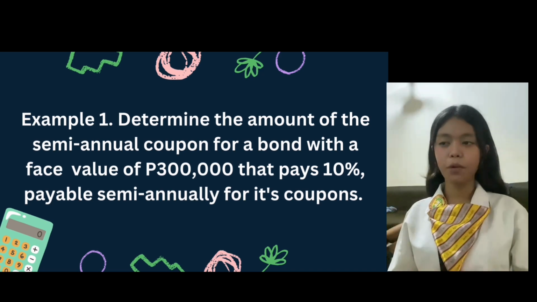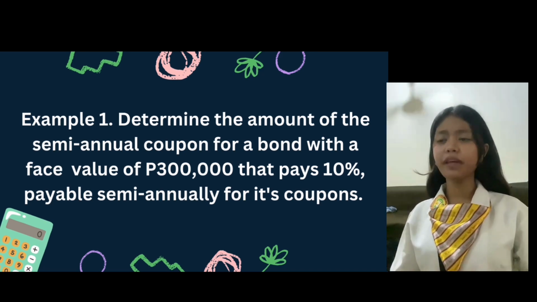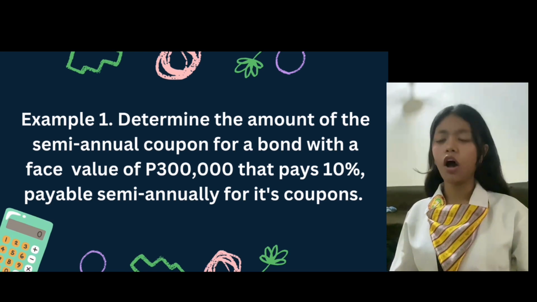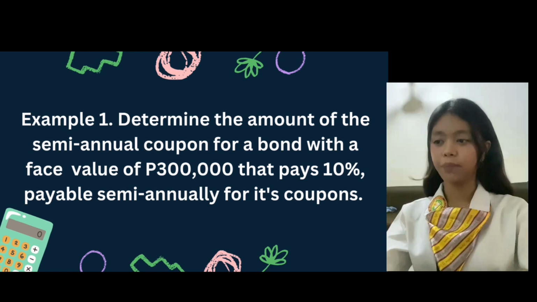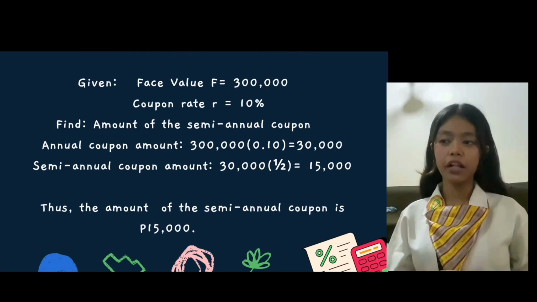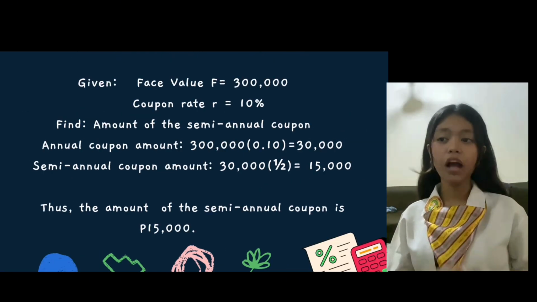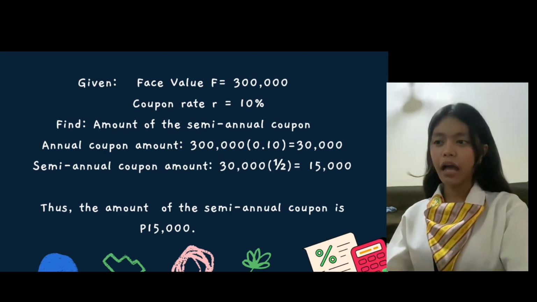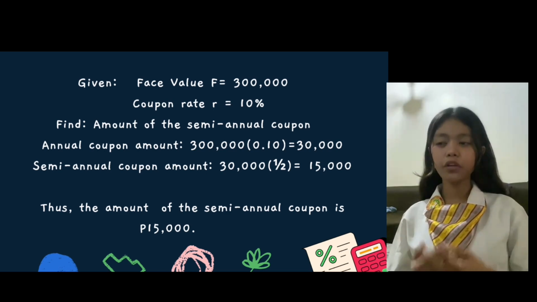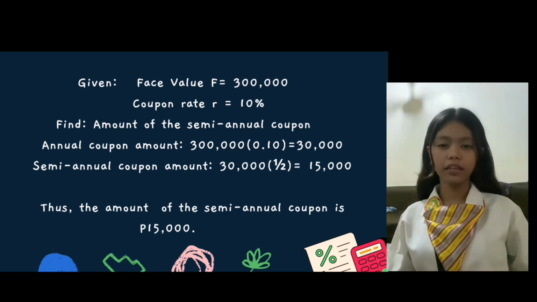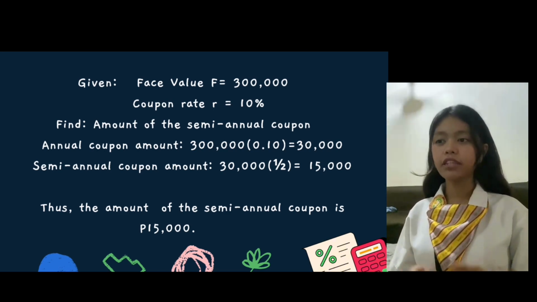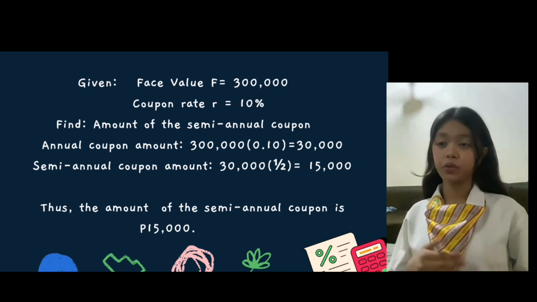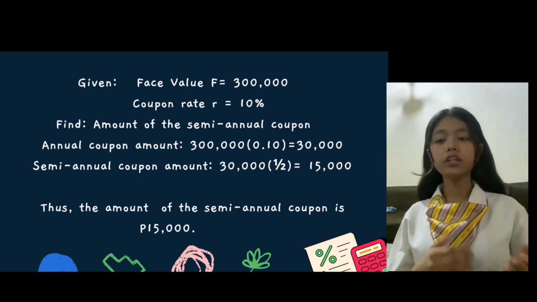Okay, let's proceed to example number 1. Determine the amount of the semi-annual coupon for a bond with a face value of 300,000 that pays 10% payable semi-annually for its coupon. The given are the face value and the coupon rate. Face value is equal to 300,000, coupon rate is equal to 10%, which is 0.10. Find the amount of the semi-annual coupon. The annual coupon amount is 300,000 times 0.10, which means we multiply the face value by the coupon rate, and it is equal to 30,000.